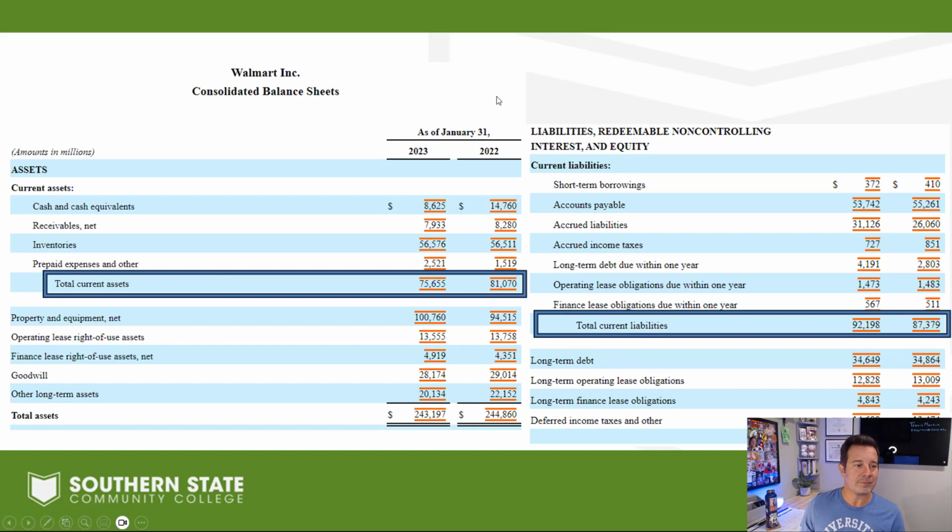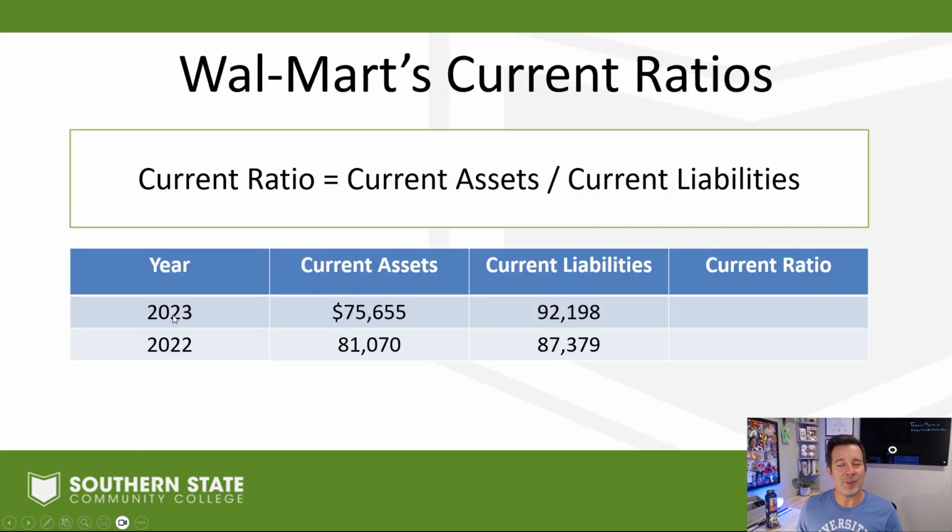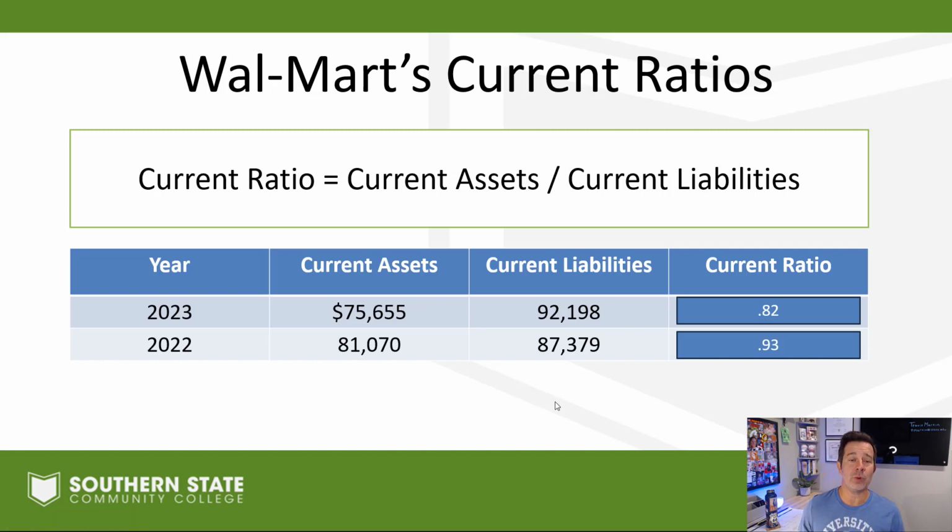So here we go. Let's go ahead and calculate it for Walmart. I'll put the numbers up there. If you want to get out your calculator and do a little math, I'll give you the opportunity to calculate the current ratio for Walmart for the year 2023 and 2022. Go ahead and do your math. Hopefully you came up with 0.82 for 2023 and 0.93 for 2022. All we did was divide current assets by current liabilities.